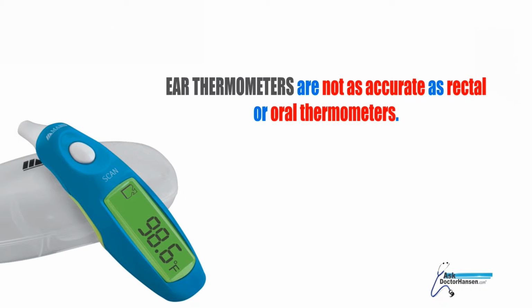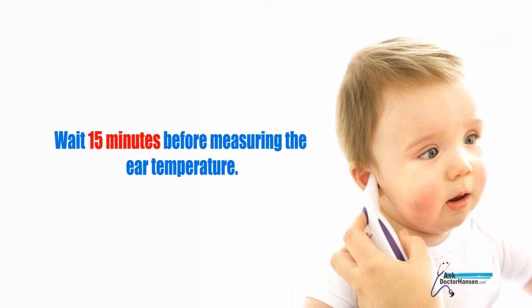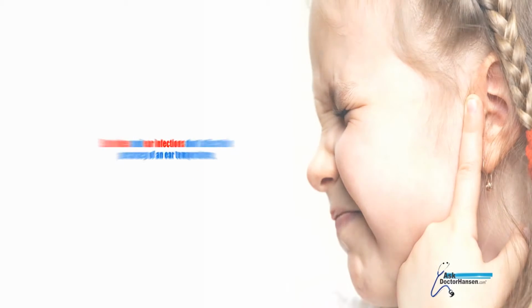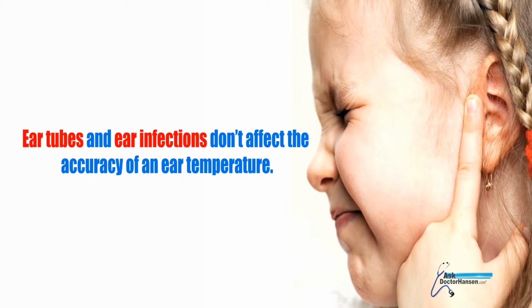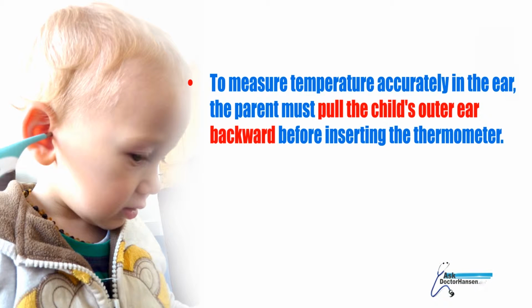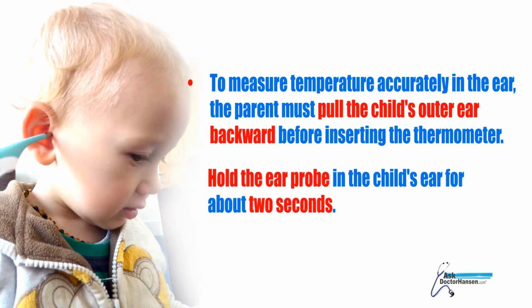Ear thermometers are not as accurate as rectal or oral thermometers. If the child's been outside on a cold day, wait 15 minutes before measuring the ear temperature. Ear tubes and ear infections don't affect the accuracy of an ear temperature. To measure temperature accurately in the ear, the parent must pull the child's outer ear backward before inserting the thermometer. Hold the ear probe in the child's ear for about 2 seconds.